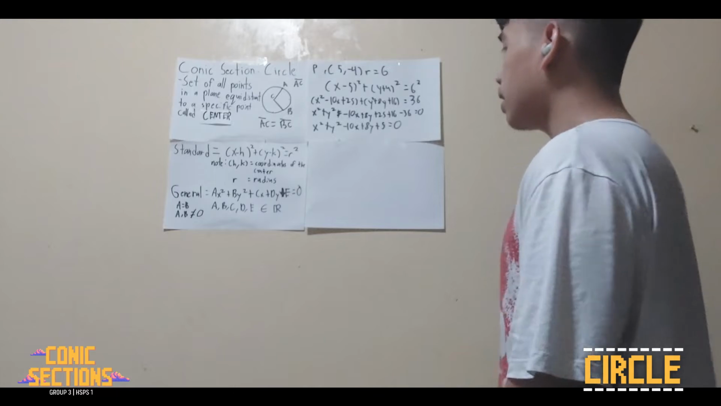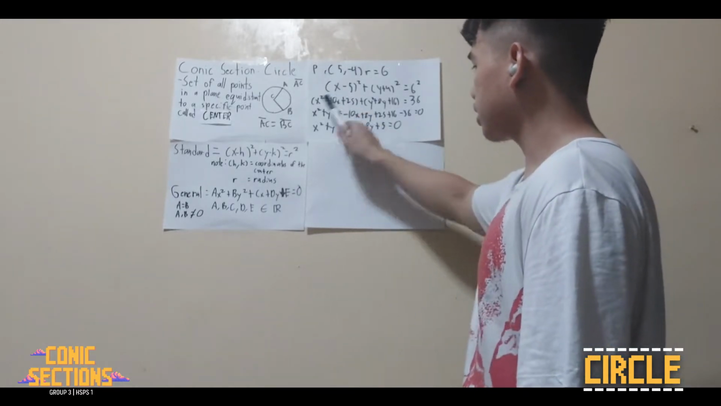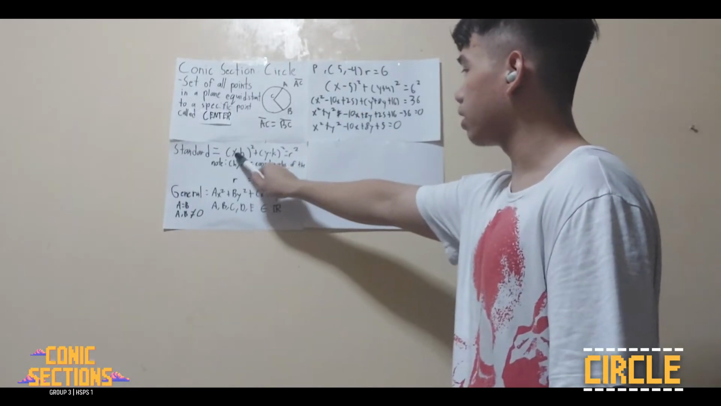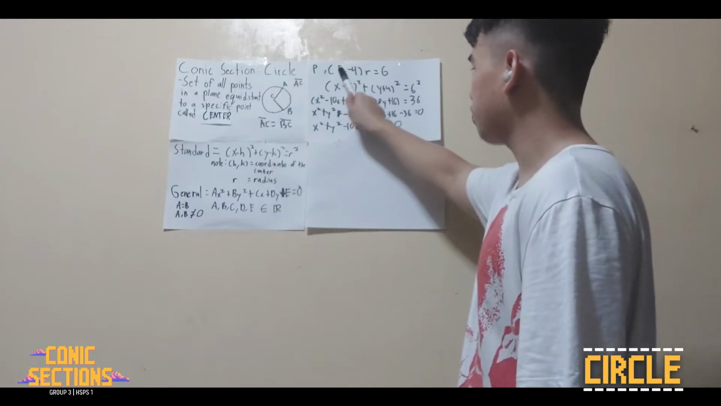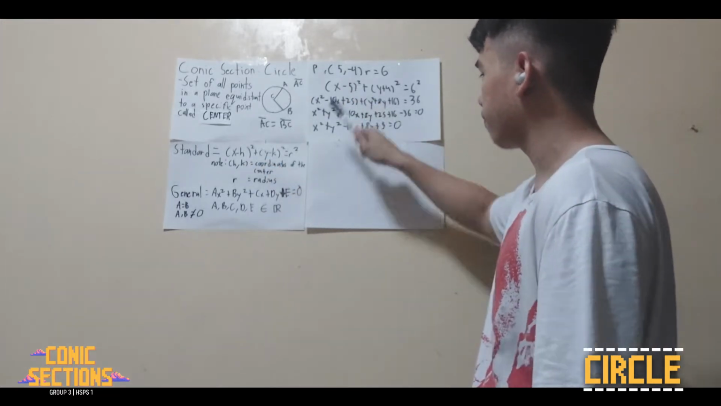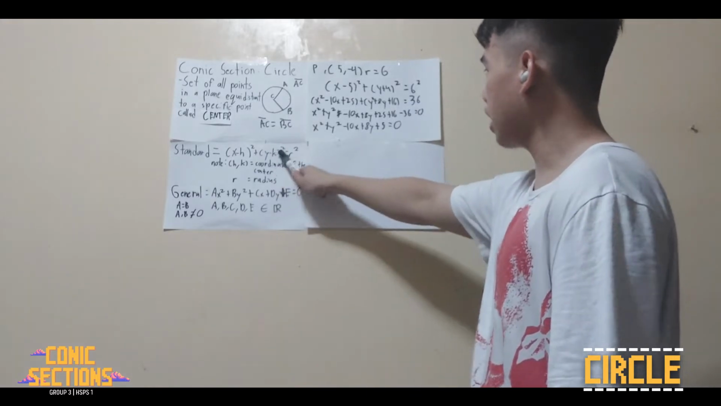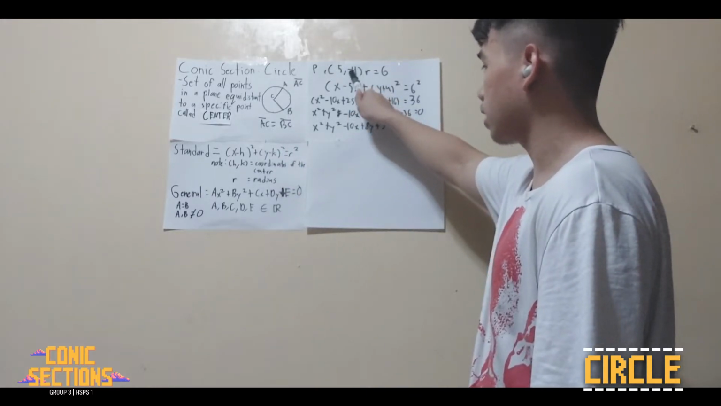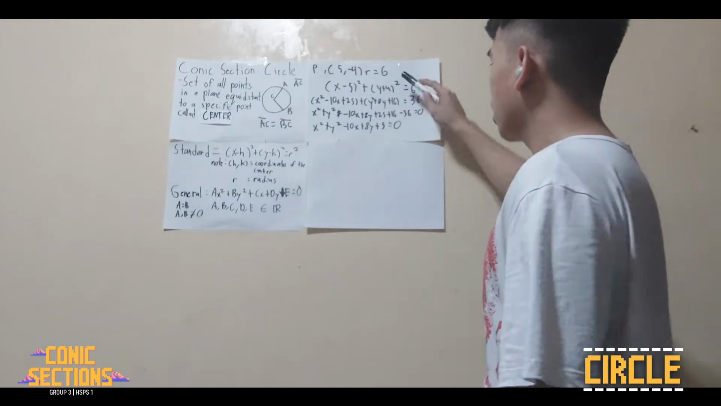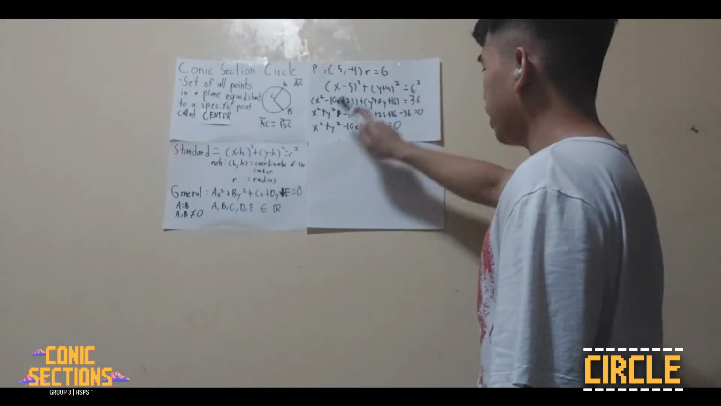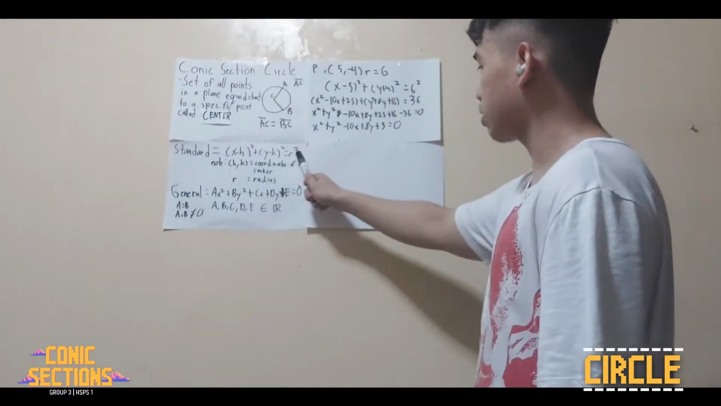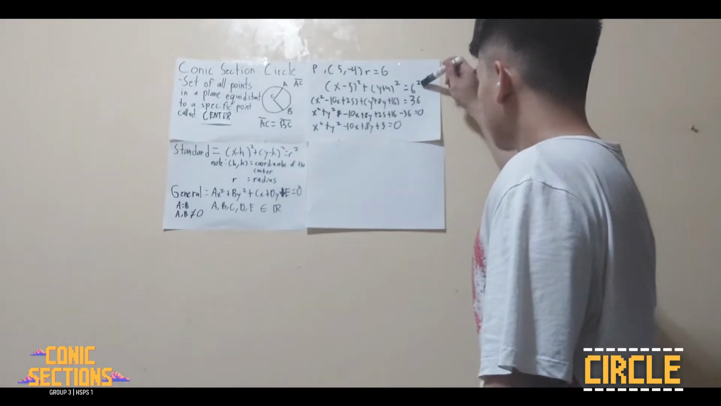So what do? We substitute x minus h. Take note of this, minus. This is positive, it becomes negative 5. Plus y, this is negative, minus k. And this is also k, so it's also negative. So it becomes positive 4 squared equals, so copy. 6, there's a squared. Take note of this, squared.